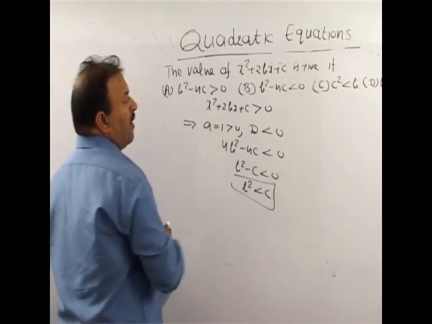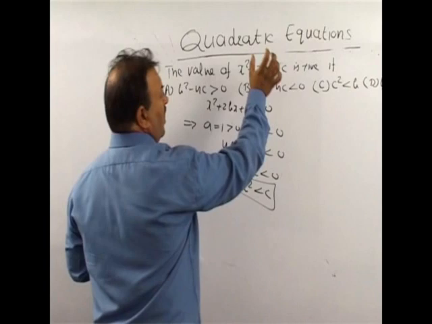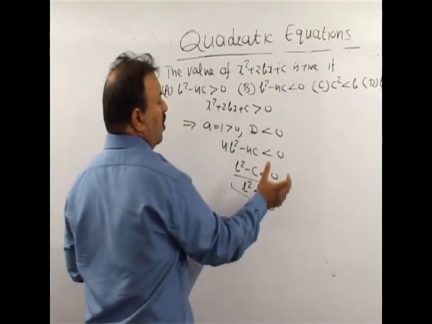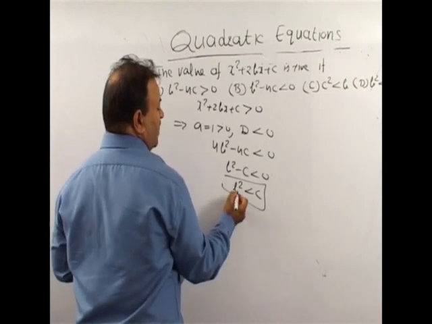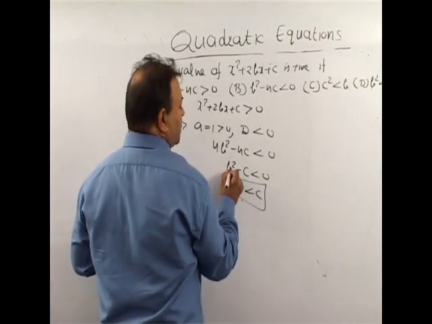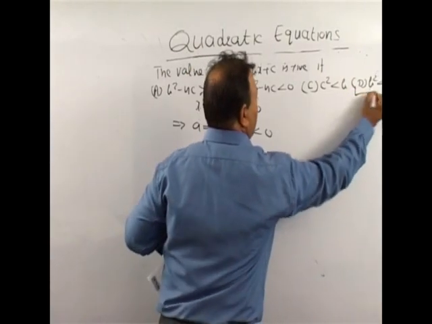So in this function, the whole curve will be above the x-axis, and the result is b square less than c. B square less than c means D is the right option.